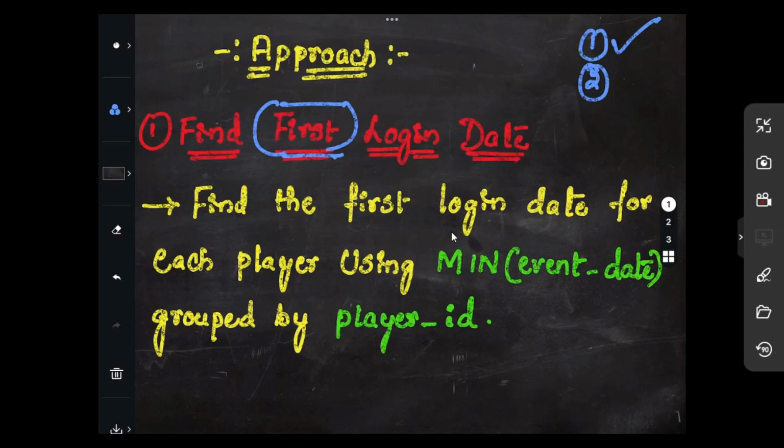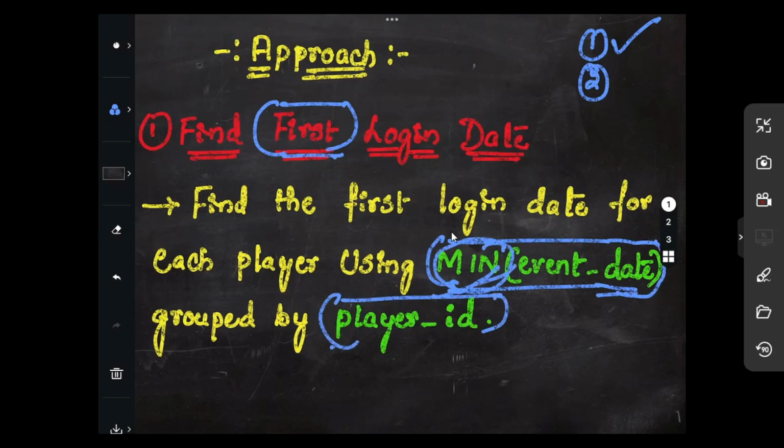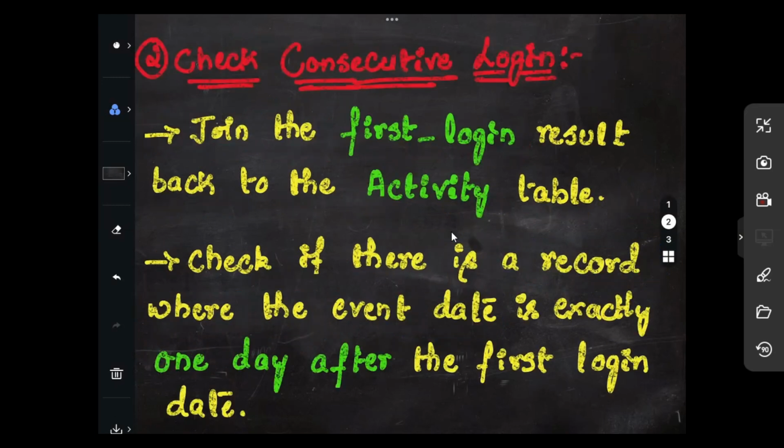In this case, find the first login date for each player. We will be making use of min of event date, that is min provided by SQL, right? So we will find the first login date for each player using min of event date grouped by player ID. We'll be making use of the group by clause here. You would have just guessed this one. So grouped by player ID, right? This is simple to understand. So the first step here is we have to find the first login date.